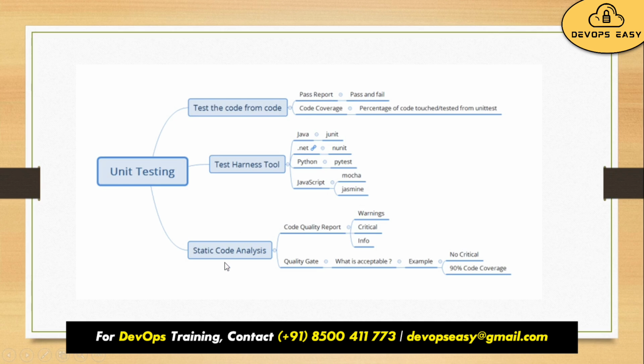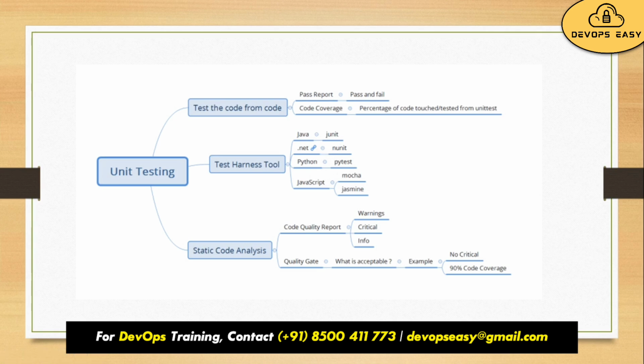For static code analysis and code coverage you will have a tool. What is that tool? It is called SonarQube. These are the things. The testing team will do some testing using the JUnit tool. If it is Java it's JUnit, if it is .NET it's NUnit, if it is Python it's PyTest.